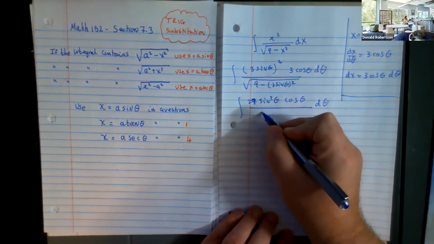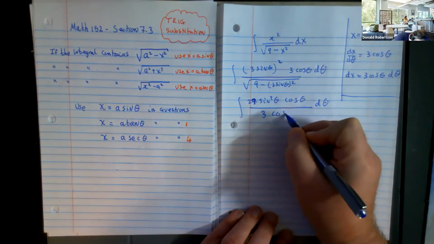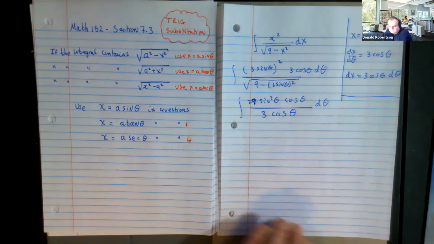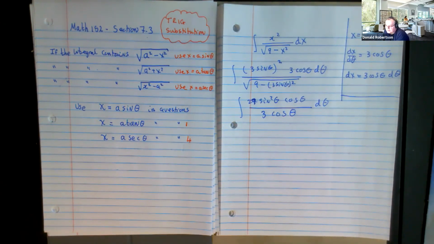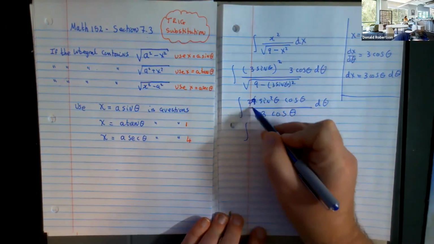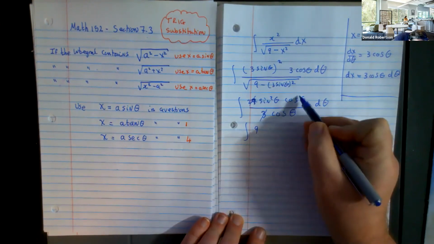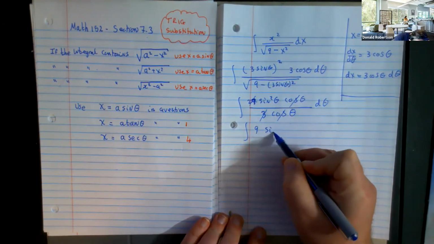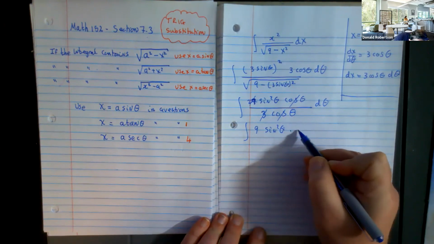The square root of 9 cosine squares is 9 cosine thetas. So I did a lot in one go there, but if you've got your little identities, you can fill in the missing lines and you get that. Now that mess there says 27. So when I cancel them, I've got 9 and they cancel out and I have sine squared theta d theta.